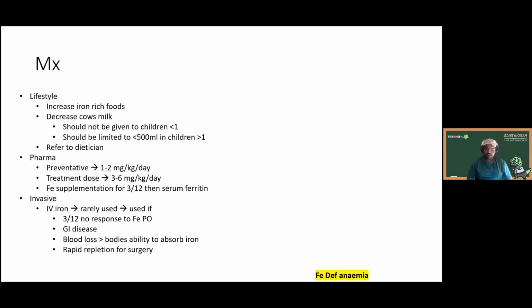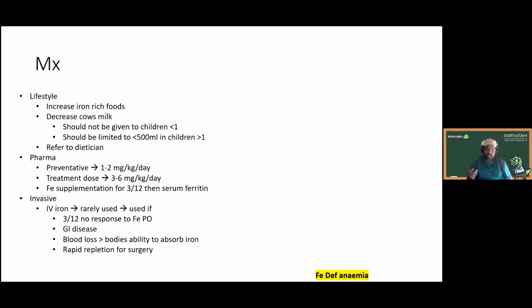In terms of pharma, though, we have two ways to target iron deficiency anemia, either preventative or treatment doses. And these change in milligrams depending on which one we're trying to target. Another thing to remember as well is, when we give iron supplementation to a child, we want to continue the therapy for 3 months, and then we look at the serum ferritin.